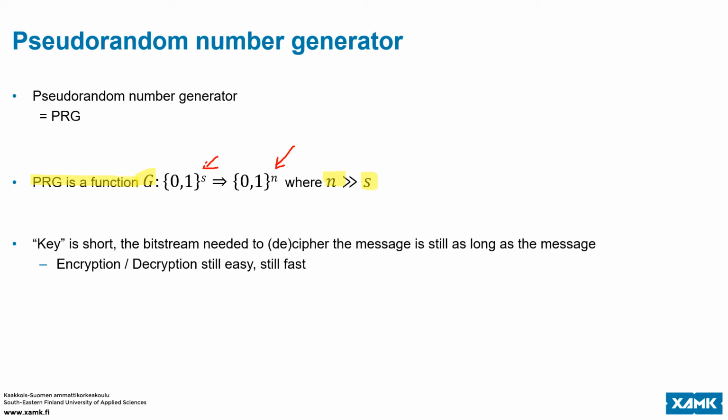If we use this seed value as a key, we could say that in a stream cipher, the key is short, but the bit stream needed to decipher or cipher the message is still going to be as long as the message itself. So encryption and decryption is still easy and still fast, but we just replace the truly random long key required by the one-time pad with a pseudo-random number generated by the pseudo-random number generator.